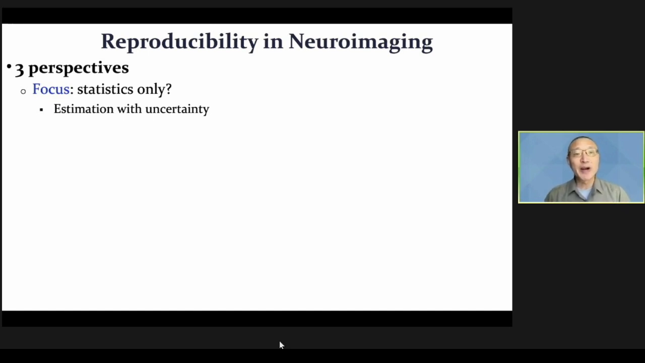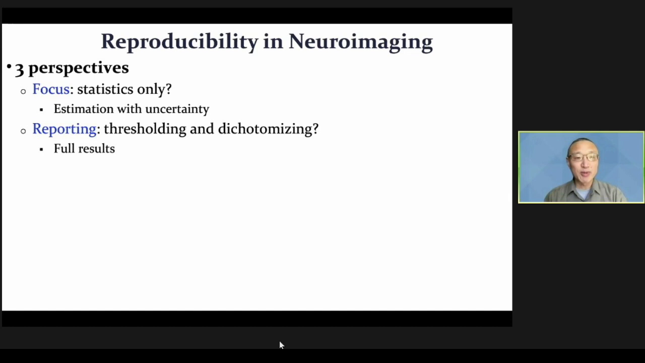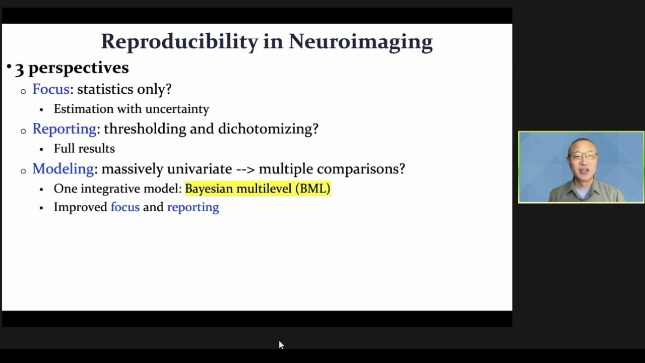The typical practice is to focus on statistic only, without reporting effect size nor uncertainty. The second perspective is filtering. The common practice is to filter the results per p-value of 0.05, only report the part that survives the thresholding, then hide the rest. That automatically creates biases. The third perspective is modeling.